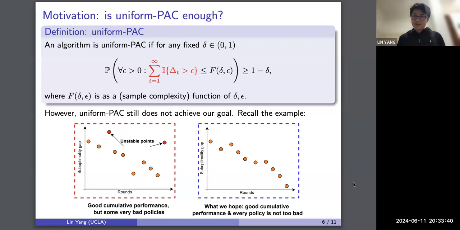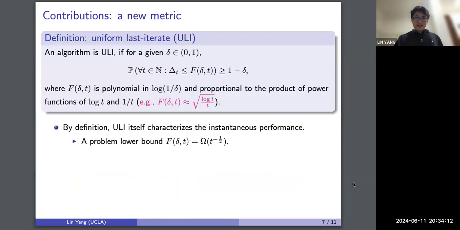Okay, so what is our solution to this problem? Ideally we should have another performance measure. This performance measure cannot be too different from the previous measure, and it should imply the previous measure. It should also have an algorithm to achieve it. Ideally, by changing all these existing algorithms very slightly, we can satisfy the new measure. That is the idea. But is that possible? The good thing is that we found this new measure, which we call the uniform Last-Iterate guarantee, okay?